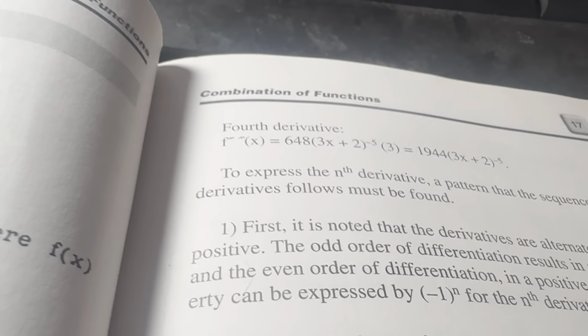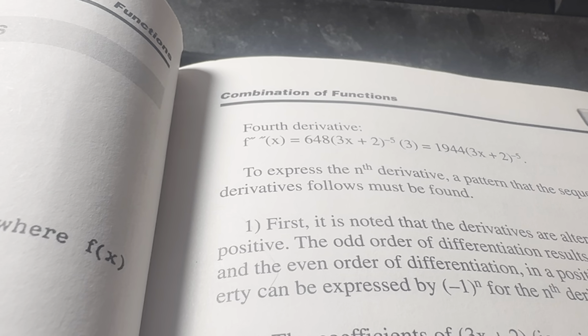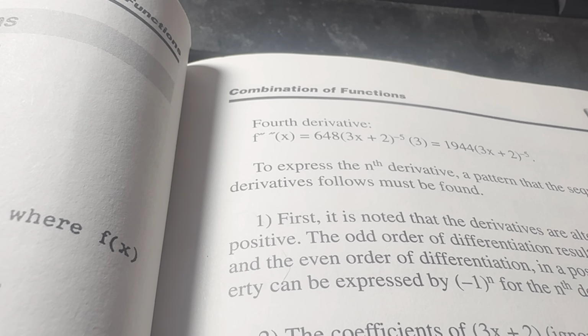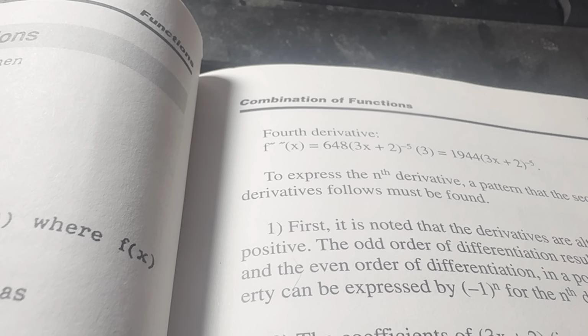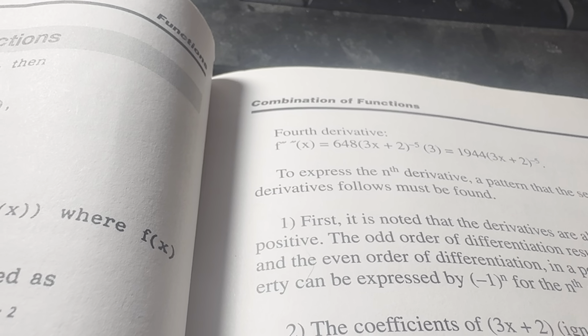The fourth derivative: f''''(x) = 648 times (3x + 2) to the negative 5 power times 3, equals 1944 times (3x + 2) to the negative 5th power.